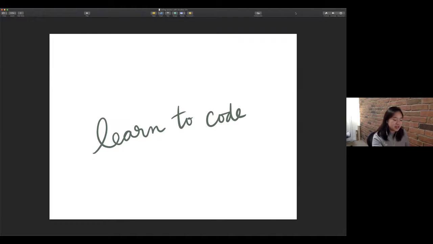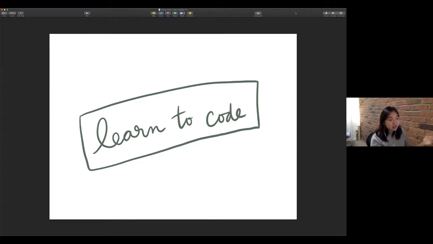So I'm going to use the phrase "learn to code." What we're going to do first is draw a rectangle around the whole thing. Try to give it equal buffer, equal margin, equal padding on all sides.